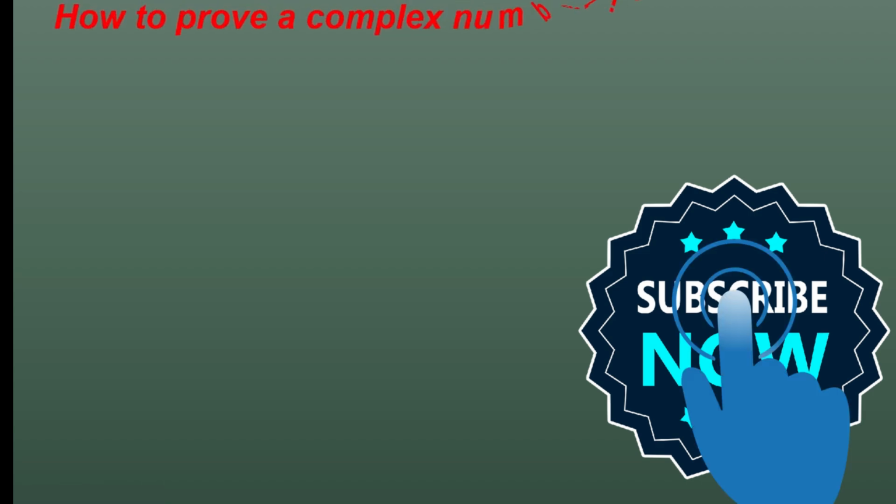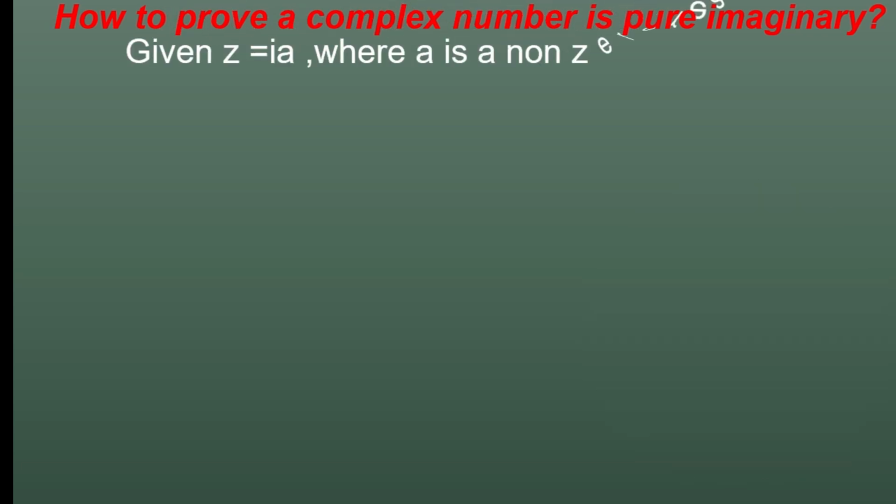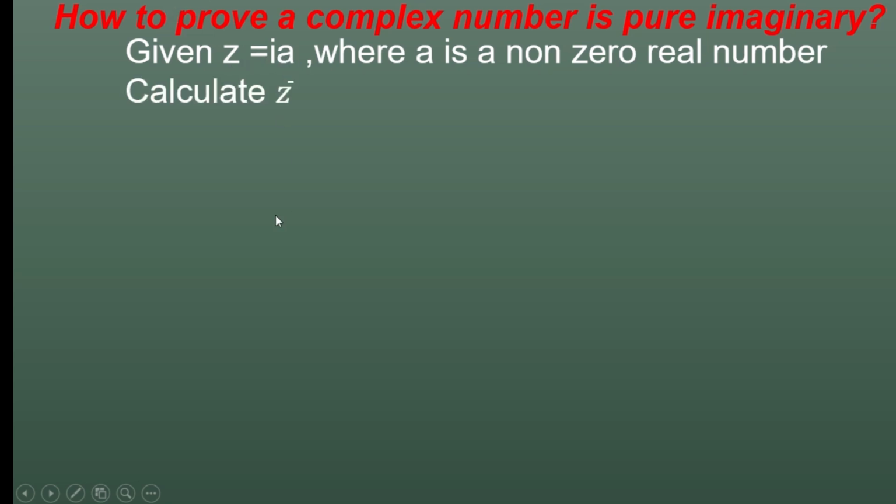How to prove a complex number is pure imaginary? Given z equals ia such that a is different from 0, when we see z equal ia, a different from 0, we say that z is pure imaginary. For example, z equal 3i, pure imaginary. Z equal 7i, pure imaginary. Calculate z bar. Z bar equals minus ia.